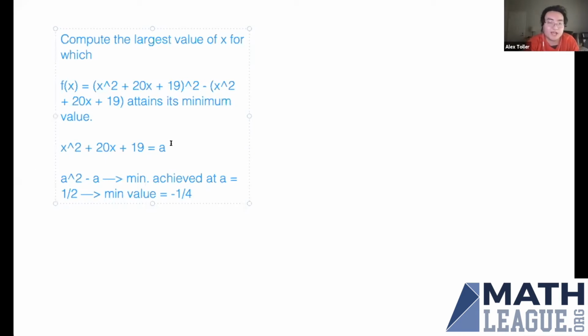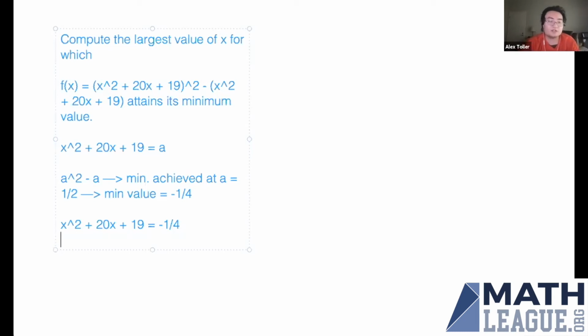Remember that we defined a to be this quantity right here, x squared plus 20x plus 19. So is that actually possible? Can we actually have x squared plus 20x plus 19 equal to negative a quarter? Well, yes, we can, right? What is the actual minimum value of x squared plus 20x plus 19? It can go arbitrarily high, right? But how low can it go?